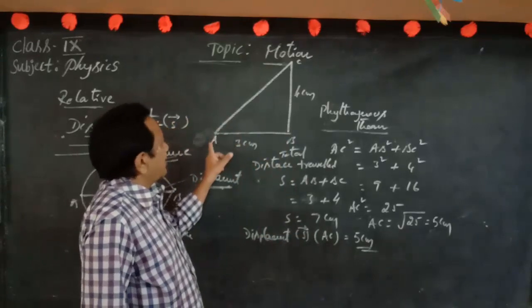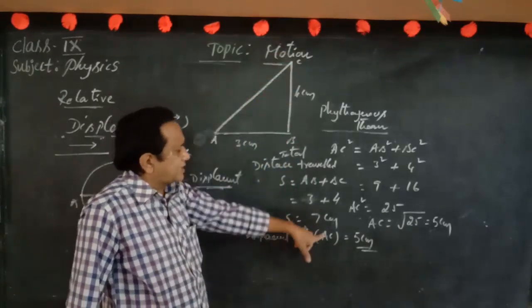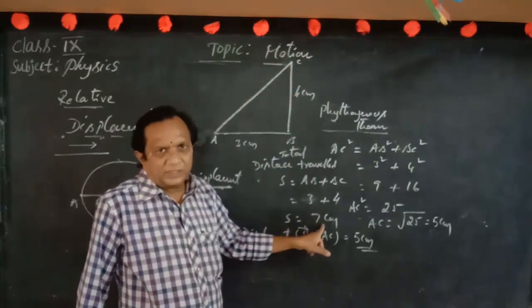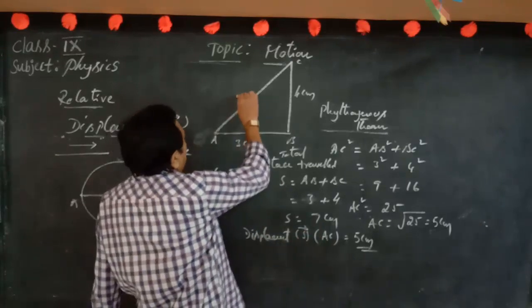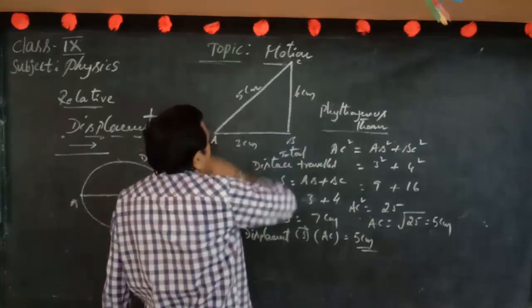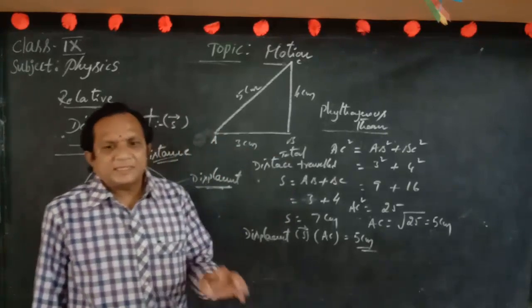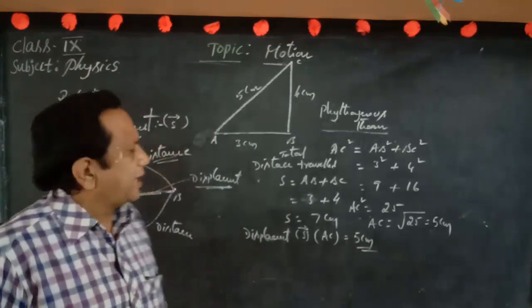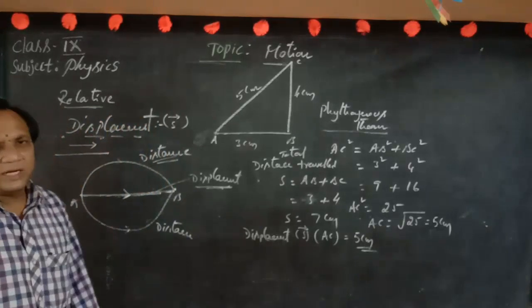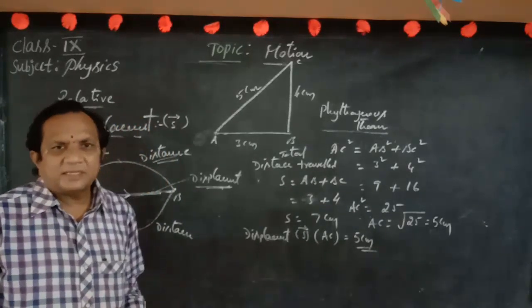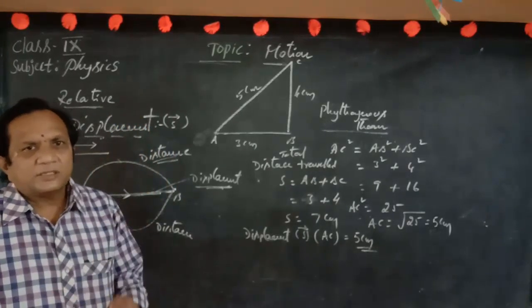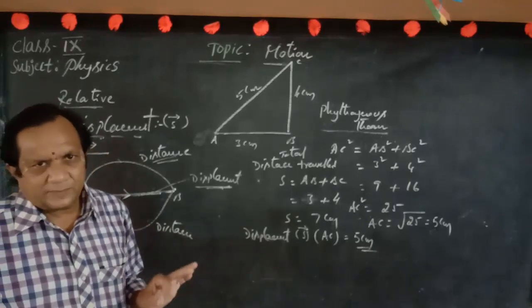See, to travel from A to B and B to C, a total of 7 centimeters distance is traveled. But the displacement will be very short. How much will it come? Only 5 centimeters. Okay, this is called displacement. So displacement is a vector quantity. Displacement means the shortest path to be traveled.